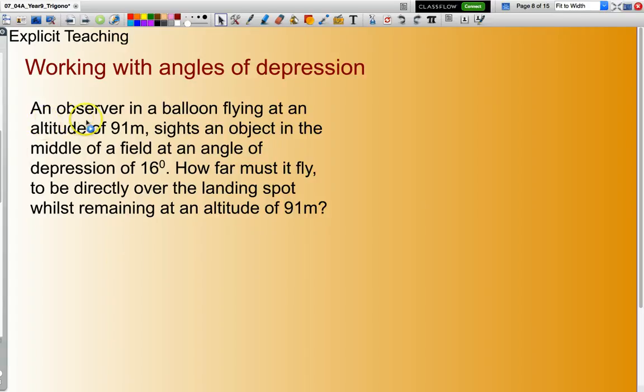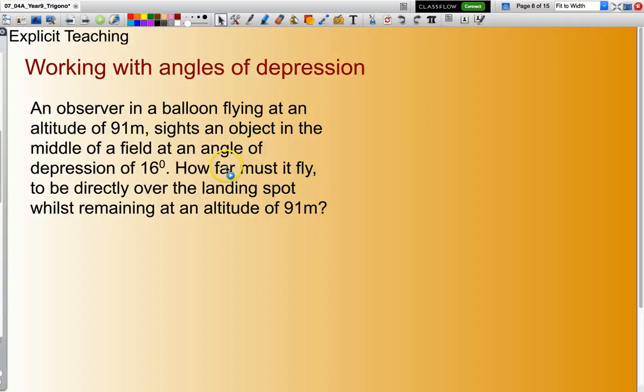An observer in a balloon flying at an altitude of 91 meters sights an object in the middle of a field at an angle of depression of 16 degrees. How far must it fly to be directly over the landing spot whilst remaining at an altitude of 91 meters? A lot of words there.